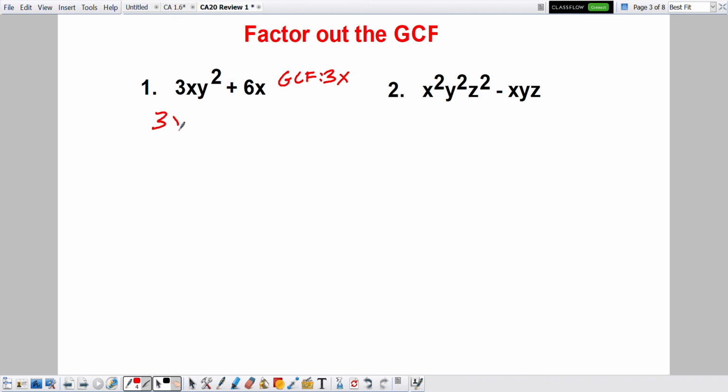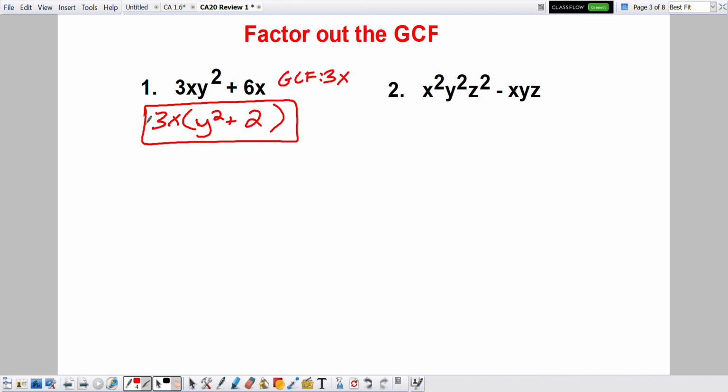So I can write 3x, and then I'm going to do basically the distributive property backwards. I'm going to divide 3x away and see whatever I have left. So 3x would go away, I just have y squared. And then plus 6x divided by 3x is just 2. That's the answer. So pretty easy. I think you guys have been doing that since junior high. We're going to keep going.